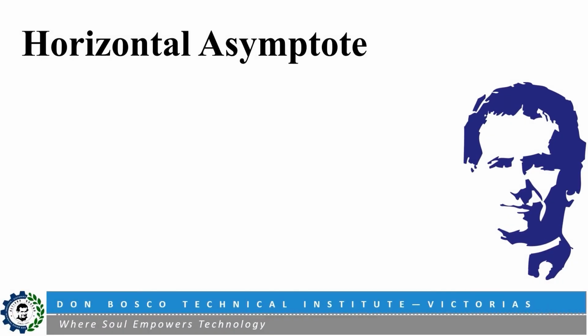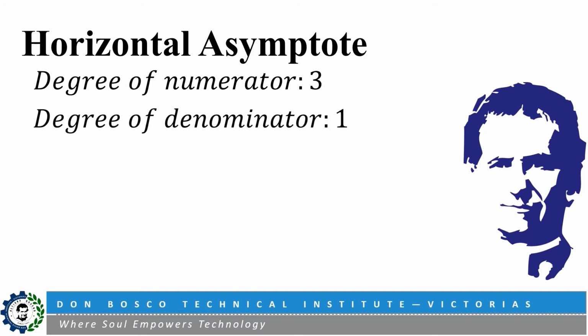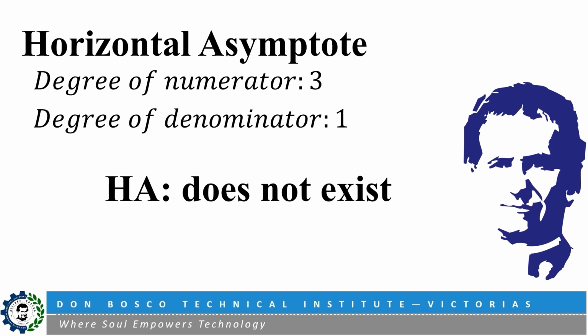We then proceed with the horizontal asymptote, and now we need to identify the degrees of the numerator and the denominator. Recalling, the degrees are the highest exponents of the variable x on both numerator and denominator. The degree in the numerator is 3, while the degree of the denominator is 1. Upon comparing, we can see that the degree of the numerator is higher than the degree of the denominator, which means that automatically our horizontal asymptote does not exist.